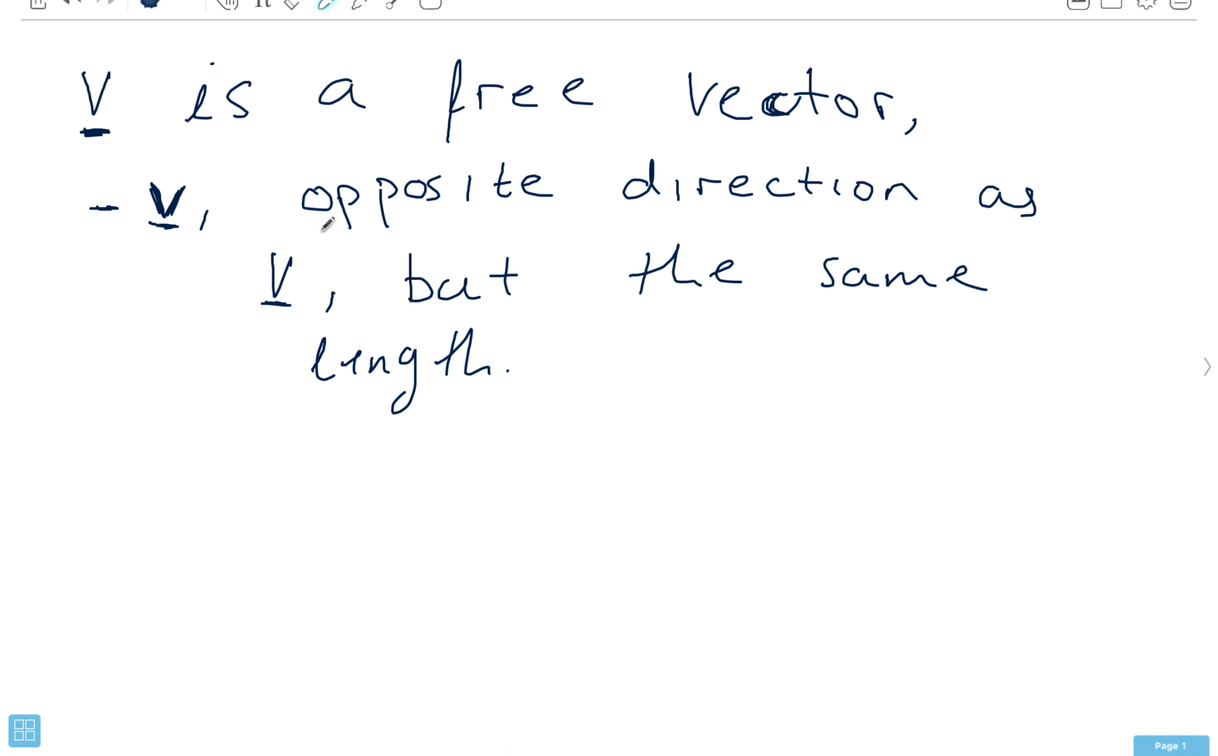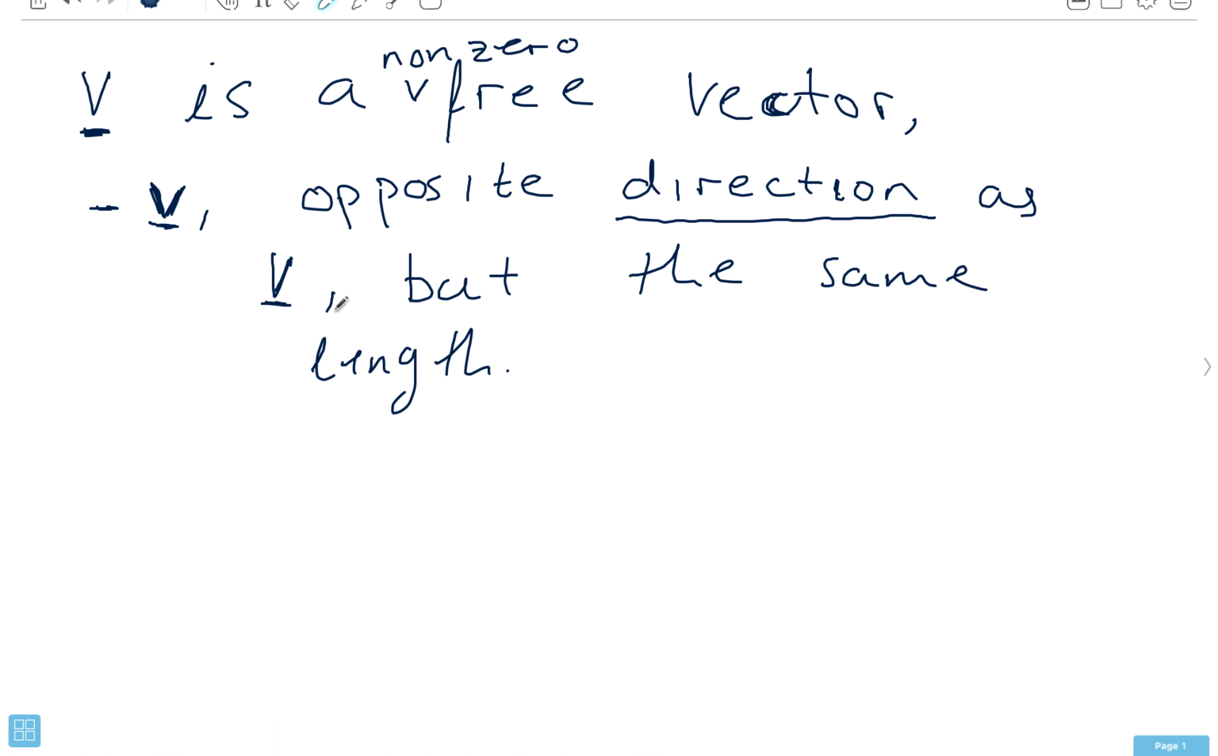Okay, the problem with saying that v is a free vector is when we mention direction, because 0 is a free vector. However, we've defined it as having no direction, or an undefined direction. So we have to change this up and say that v is a non-zero free vector.